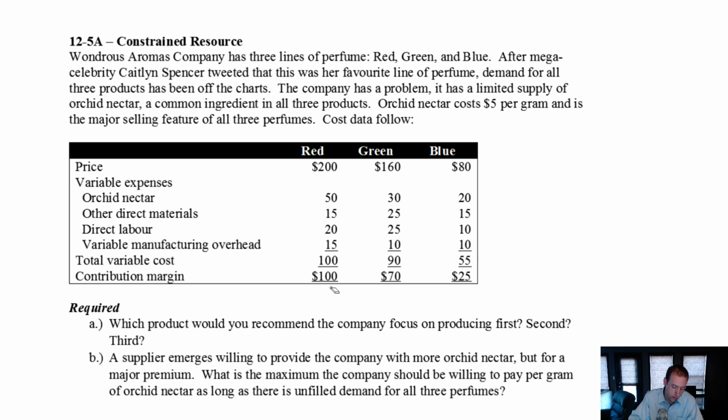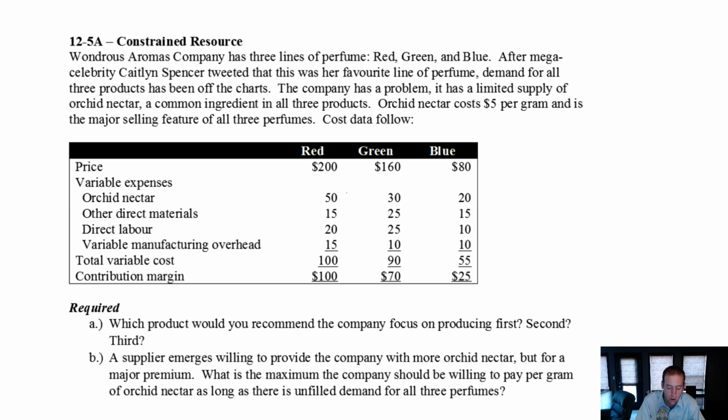Of course, companies don't always work that way because they have different product lines to get different markets, different people interested in their product that can afford different things. So we've got a problem, though. We don't have enough orchid nectar to make all the things we want to make. So orchid nectar, of course, is a direct material, and you can see there's $50 worth of orchid nectar in the red, 30 in the green, and 20 in the blue, and that's probably why they are cheaper as we go down the line. There's other direct materials in each one, and labor and variable overhead as well.